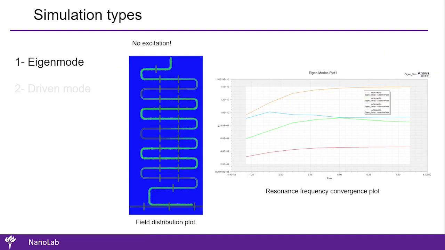In an eigenmode simulation, no external signal is applied. Instead, the solver calculates the natural electromagnetic modes of the structure directly from Maxwell's equations. This tells us the intrinsic resonance frequencies and field distributions of the resonator, independent of any input or output.